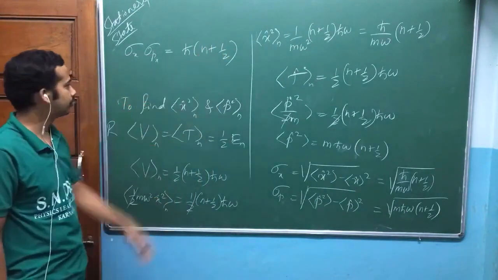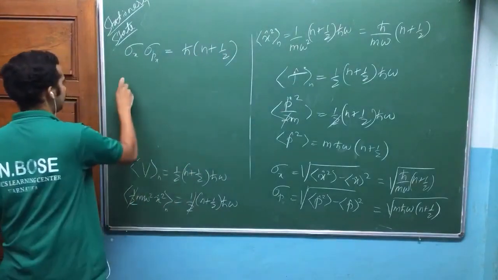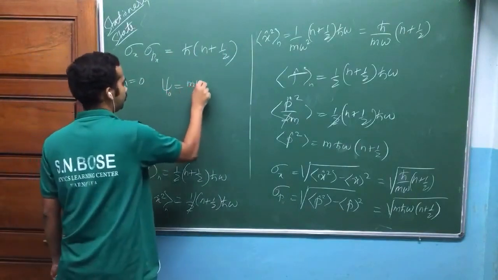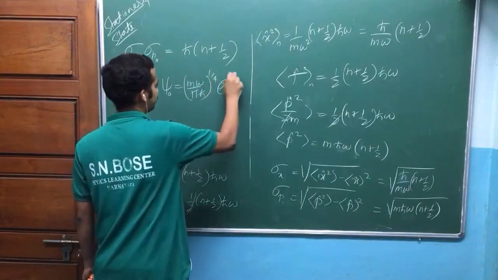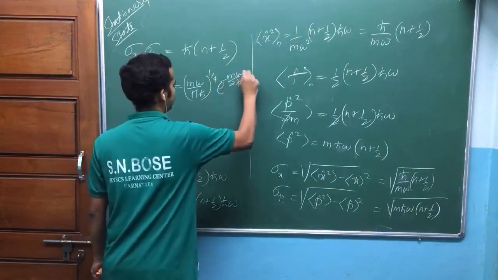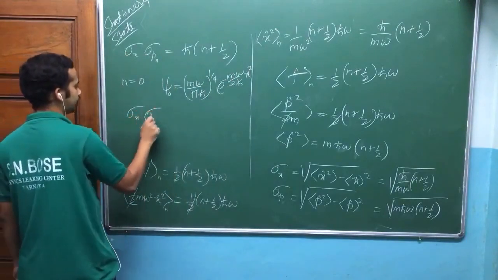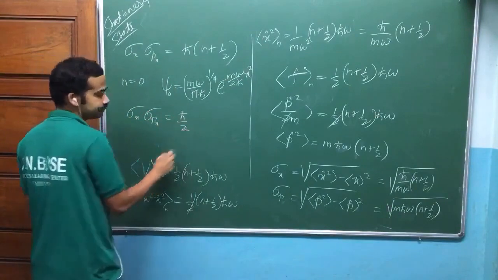Because if n equals 0, now again take this one. Take n is equal to 0. Ground state, am I right? Psi naught is equal to m omega by pi h bar raised to 1 by 4, e power minus m omega by 2 h bar x square. Okay. So your uncertainty product in the case of the ground state is equal to h bar by 2.